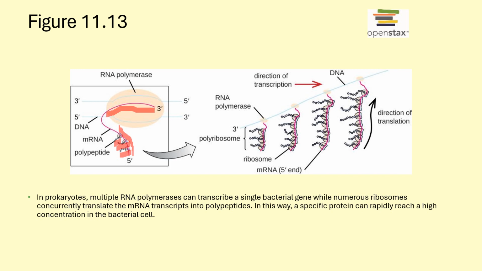Why would you have several ribosomes attached to one mRNA? Because you need a lot of the protein right now. Think of it this way. What would make more sense?